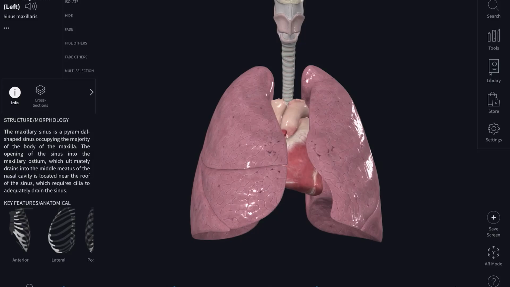Hey everyone, in this video we're going to be covering the lungs. I have a couple of other structures in here just for you to see how they fit together. But let's dive right in.